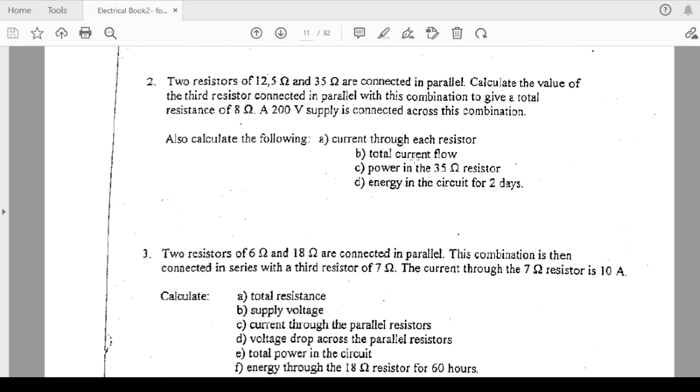Or else, you can say I total equals VT, V total, over R total. Because R total, you can come and get, the total resistance is 8. So I total equals V total, which is 200, over RT, which is 8. So 200 over 8, you are getting your total current. That is using Ohm's law. Apart from using Ohm's law, you add all your three currents that you are going to solve in A here.